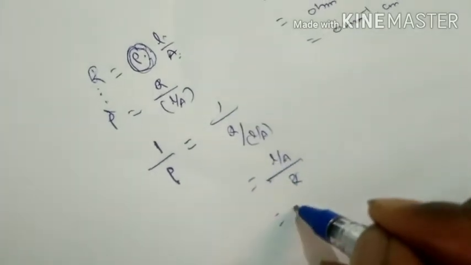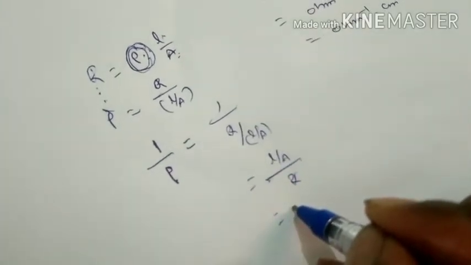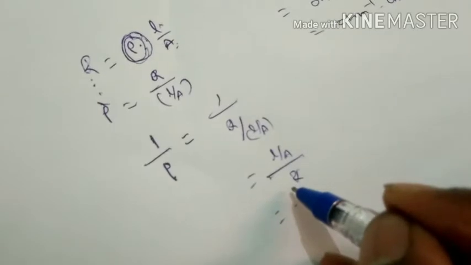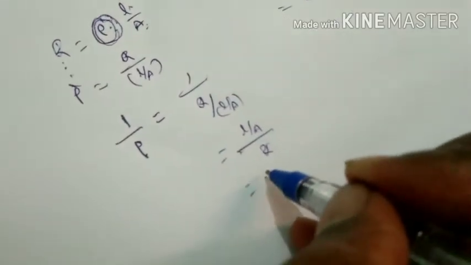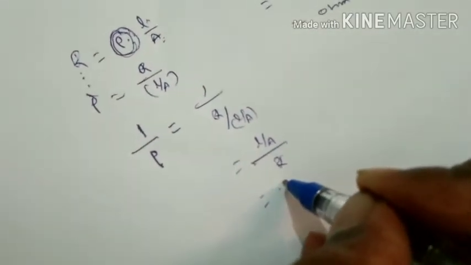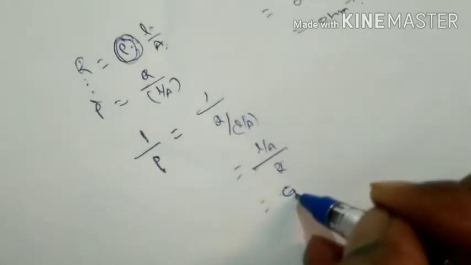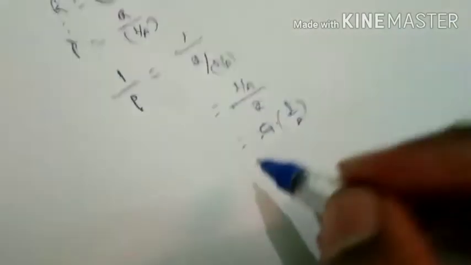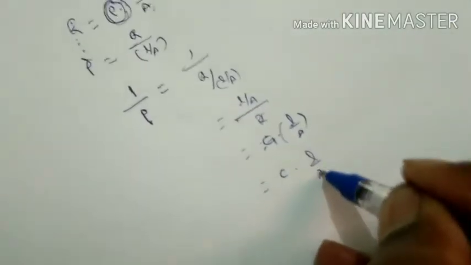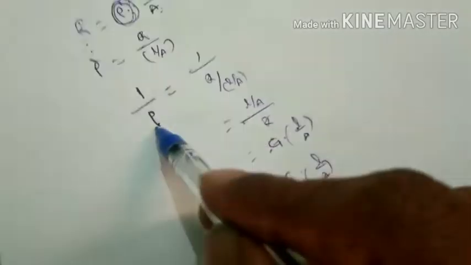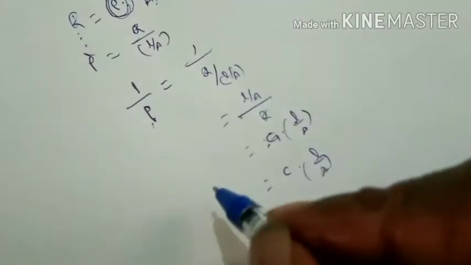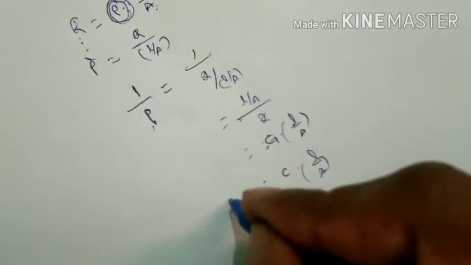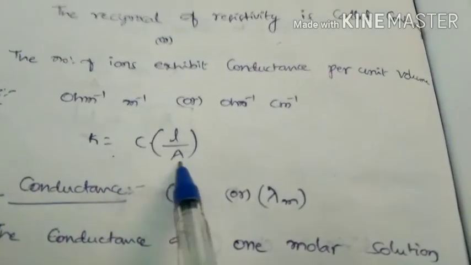1 by R means reciprocal of resistance, which means conductance. That is G. G into L by A. Here you can write C; you can write anything. So 1 by rho means reciprocal of resistivity means conductivity. That means K. So finally we got the formula like this. K equal to C into L by A.